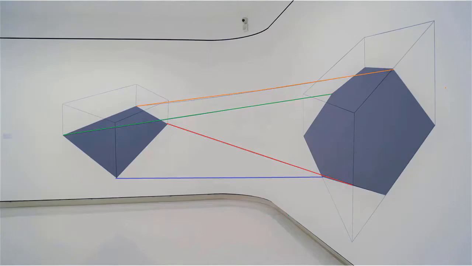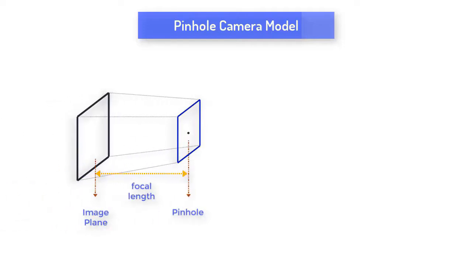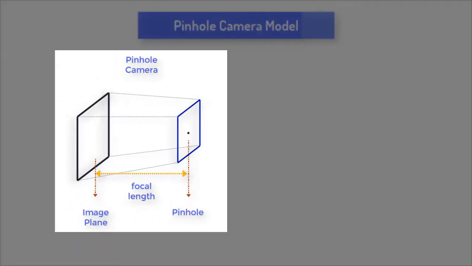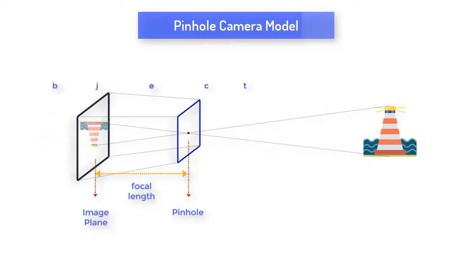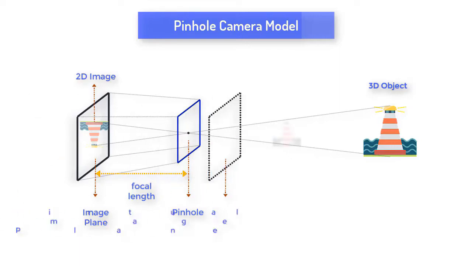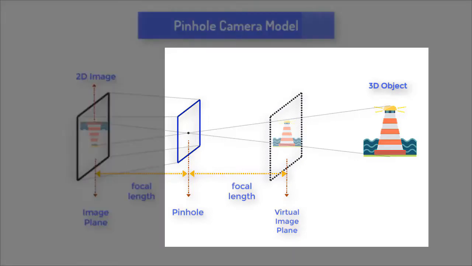To understand perspective projection in depth, let us examine the pinhole camera model. Here, we have a pinhole and we have the image plane. By definition, the distance between the pinhole and the image plane is the focal length. The light rays from the 3D objects in the real world pass through the pinhole and the image forms inverted. For the sake of mathematical convenience, we use a virtual image plane, which is placed exactly at the focal length distance from the pinhole, but in front of the pinhole camera.